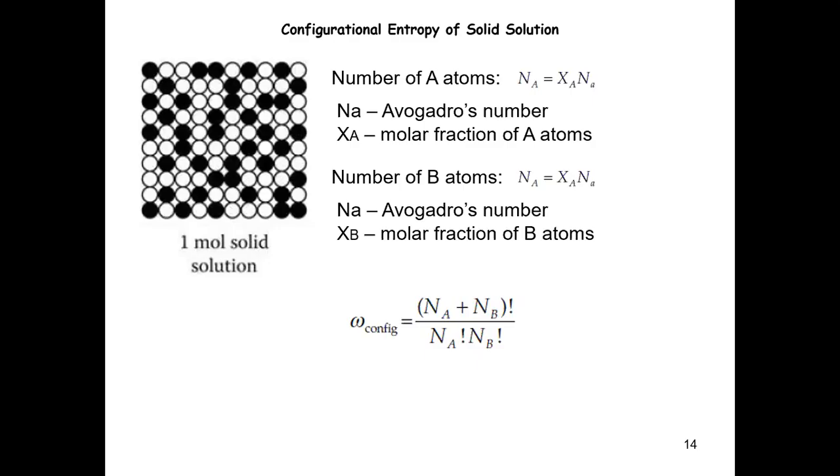And for the second site, how many different choices do you have? It's going to be N minus 1, because you already used one atom, so you only have N minus 1 atoms to choose from. Now, what is the number for the third site? Naturally, N minus 2. Does that make sense to everyone? You see the pattern in here?